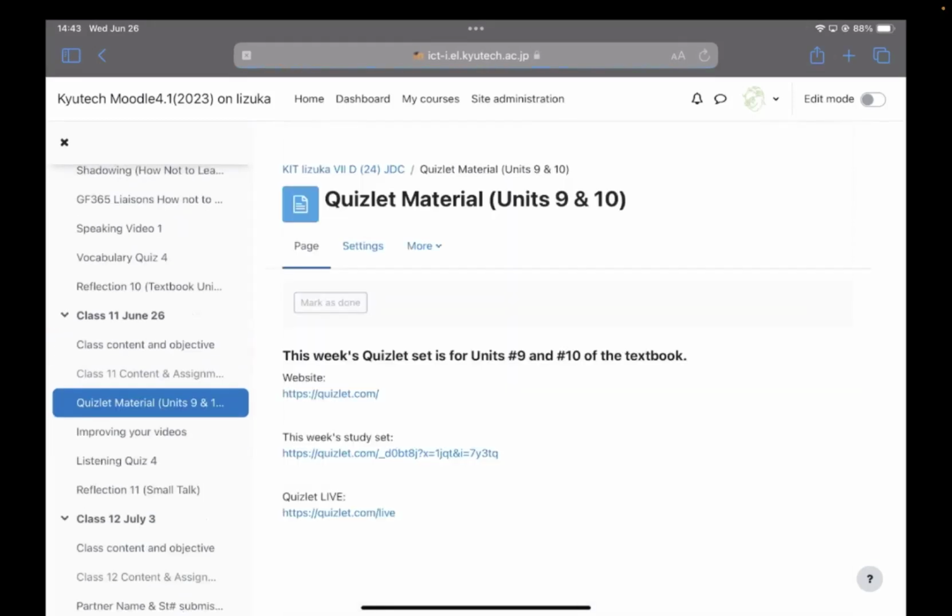Today's warm-up will be Quizlet, and that will be the second to last Quizlet until the end of the test. So this is Quizlet Units 9 and 10. There's one more for 11 and 12, and then that's finished.